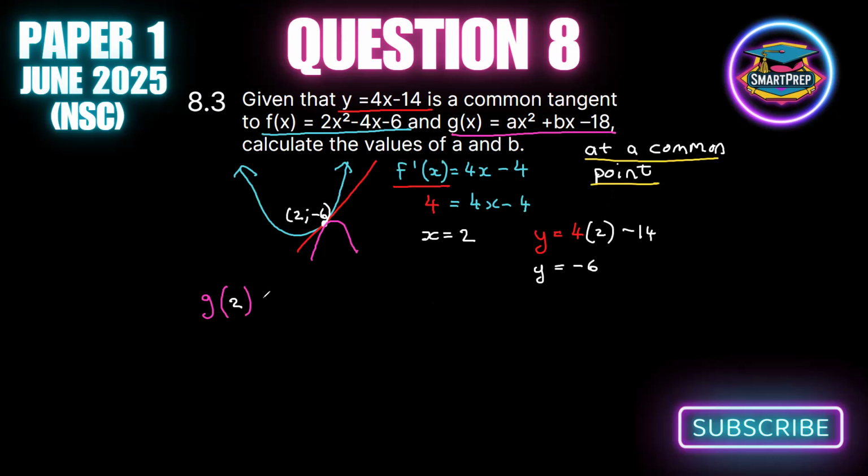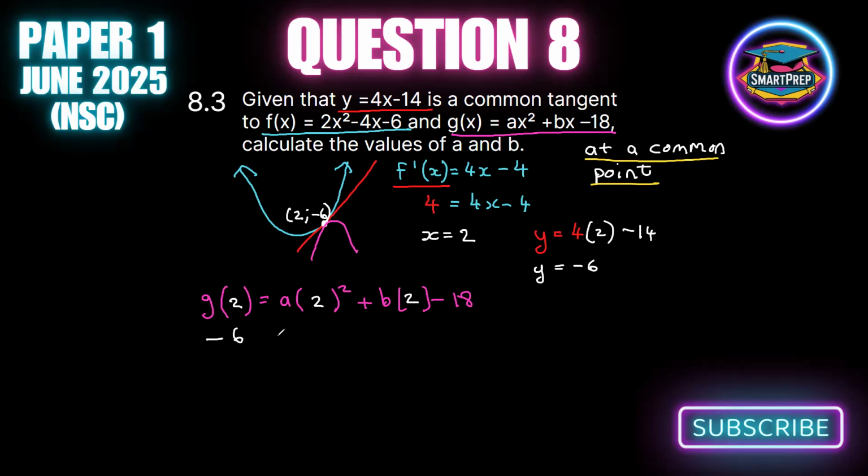And then we get g of 2 equals a(2) squared plus b(2) minus 18. Okay, I'm just being careful about this. Now, the g of 2 is y, right? And what is the y at this point? We know that because it's a common point, our y is going to be minus 6, right? And so I get this.